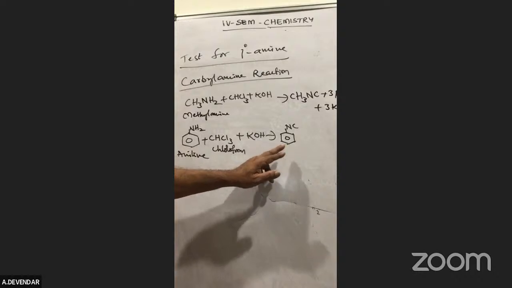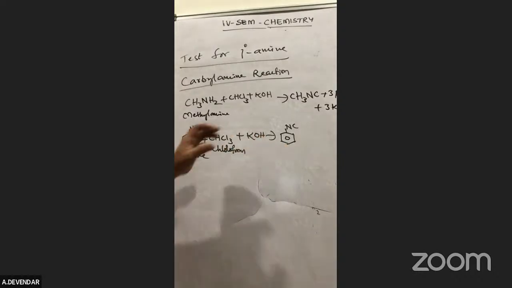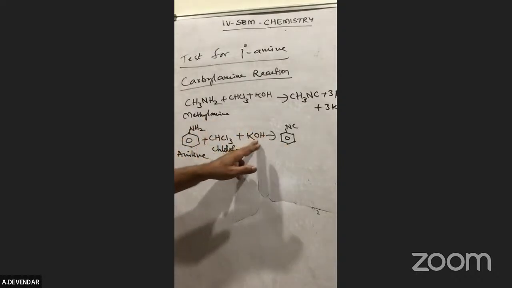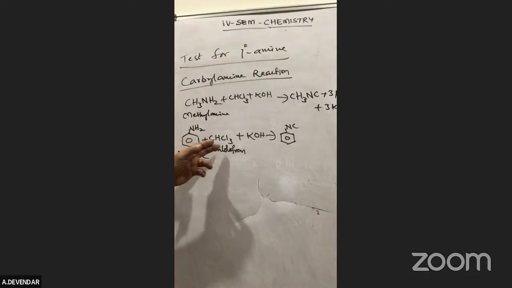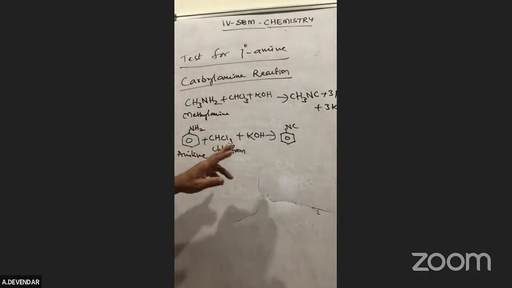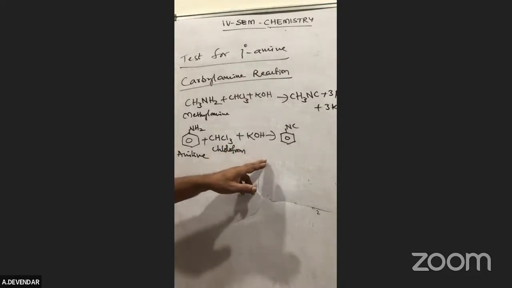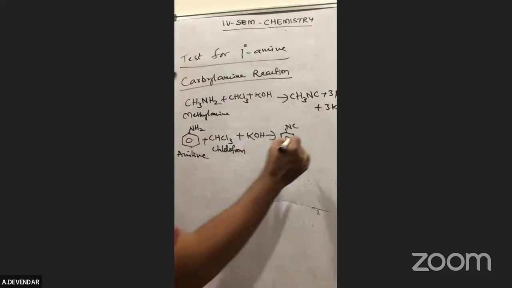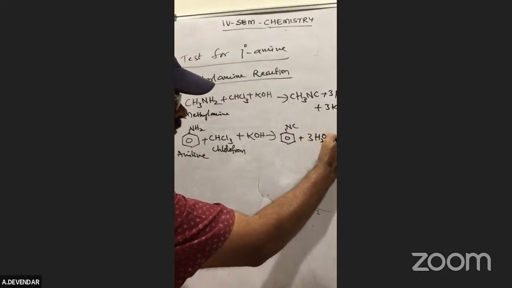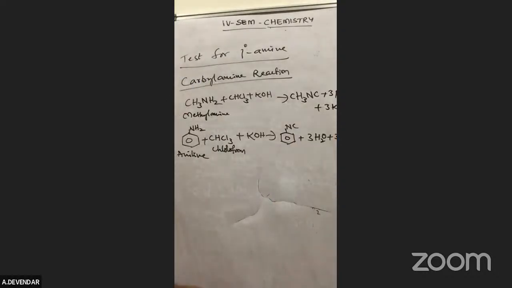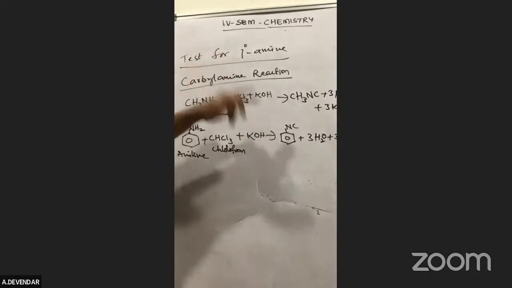While you are pouring these two into the aniline in a round bottom glass flask, 5 ml each are taken. Immediately the reaction proceeds. We are getting isocyanobenzene formed. This isocyanobenzene has a very unpleasant smell. We are getting 3 molecules of water and 3 molecules of KCl liberated. This reaction is called the carbylamine reaction. This indicates the test for the primary amine.